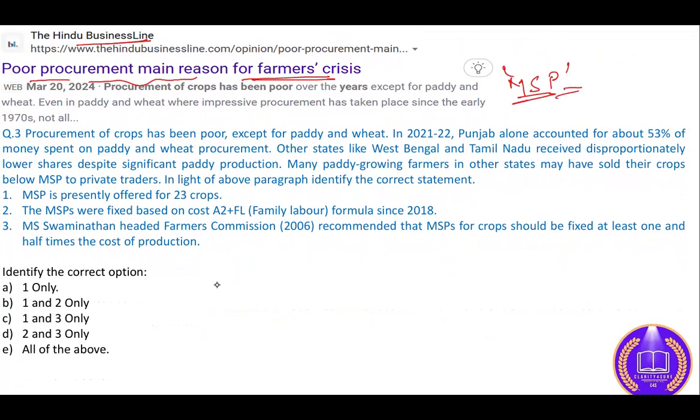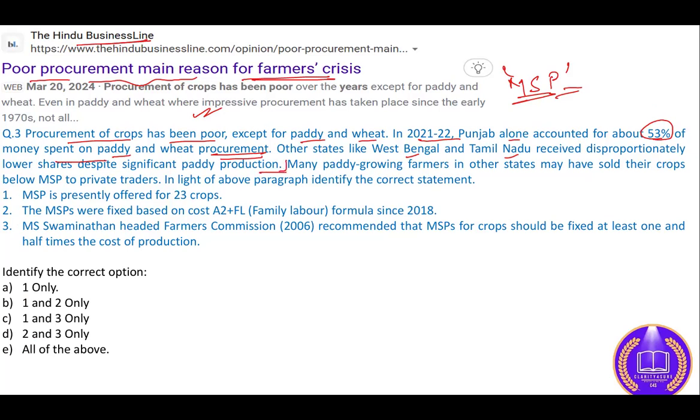Minimum support prices. The procurement of crops has been poor except for paddy and wheat. In this news it appeared that in the year 2021-22, Punjab alone accounted for about 53% of the money spent on paddy and wheat procurement. Other states like West Bengal and Tamil Nadu receive disproportionately lower sales despite significant paddy production.